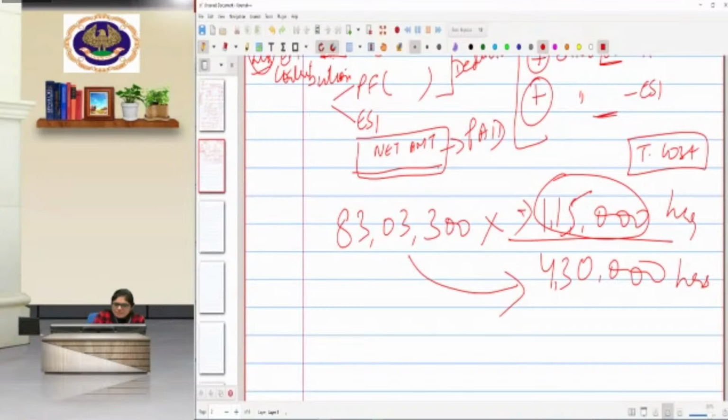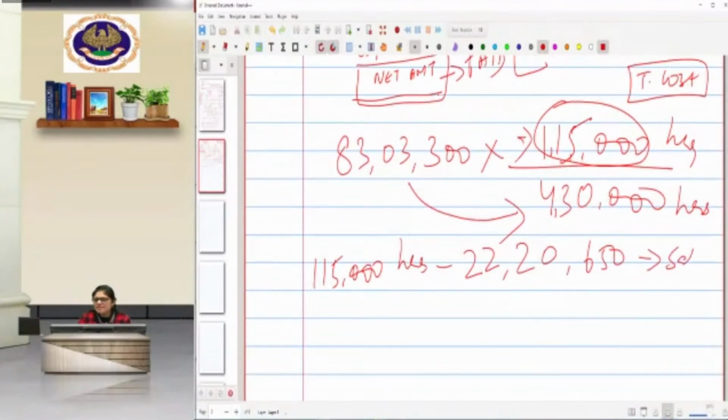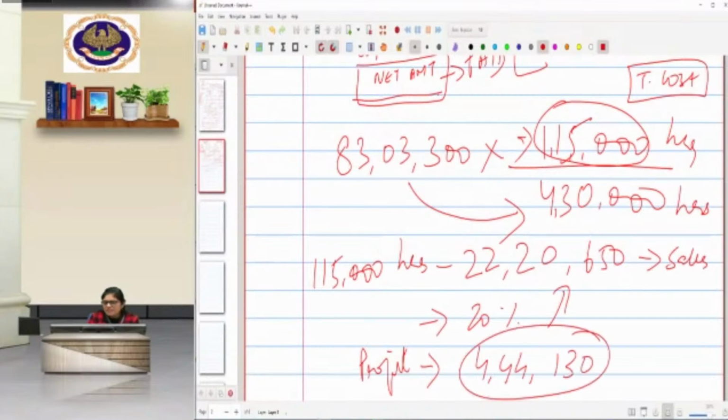So the sales for the 1,15,000 hours which we lost was 22,20,650. 22,20,650 is the sales which we lost. Now 20% was the profit. So 20% on this sales. So the profit we lost, that means the contribution we lost, was 4,44,130. This is the profit we lost last year due to unproductive hours of 1,15,000.